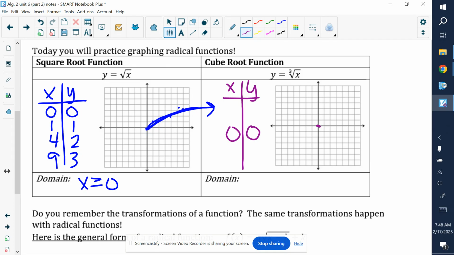And let's think about x values that you can take the cube root of. Well, the cube root of 1 is 1. The cube root of negative 1 is negative 1. What's the next cube root we know? Positive 8 and negative 8. The cube roots of those are 2 and negative 2.